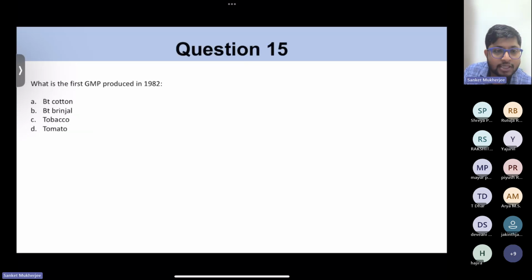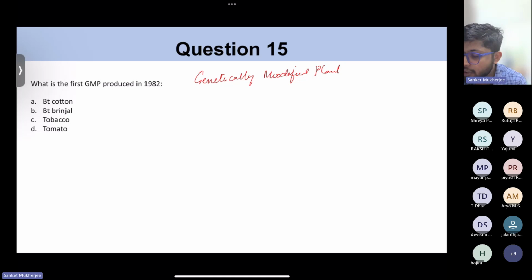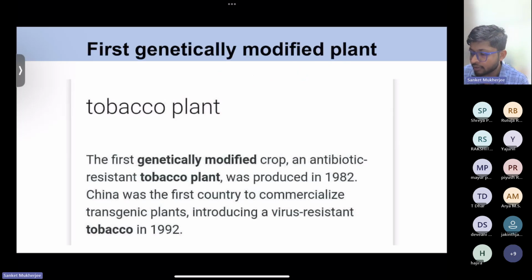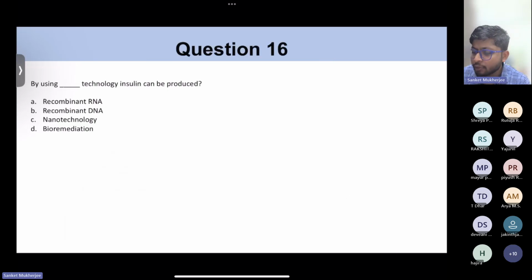Question number 15. The first GMP, genetically modified plant, was produced in 1982. What was it? Was it BT cotton, BT brinjal, or tobacco? Yes, tobacco is the answer. It was produced in 1982 and was commercialized in 1992 by China. Using dash technology, insulin can be produced. Is it recombinant RNA, recombinant DNA, nanotech, or bioremediation? Recombinant DNA. Right, you are correct.